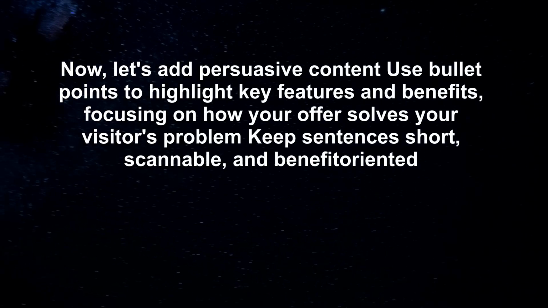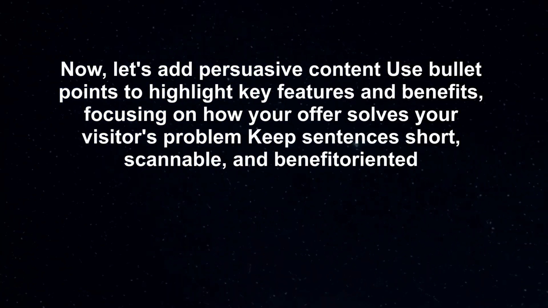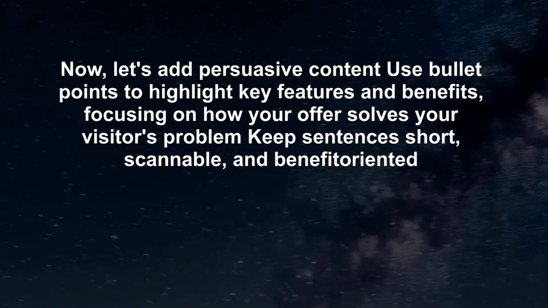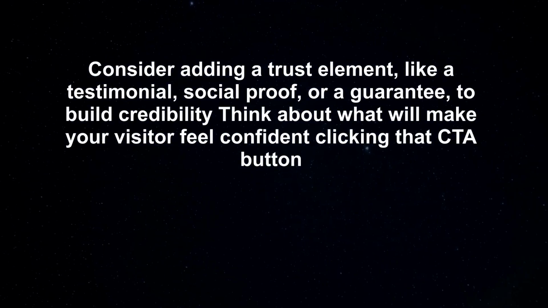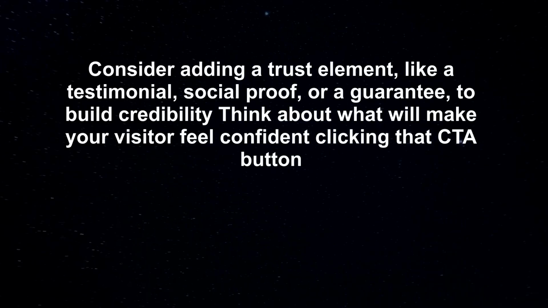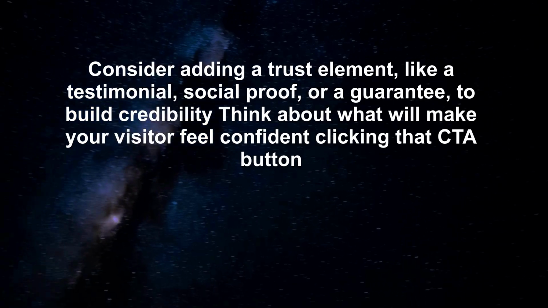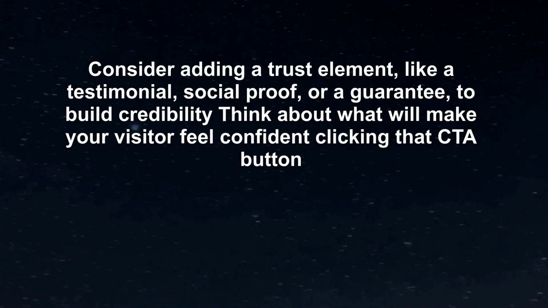Now, let's add persuasive content. Use bullet points to highlight key features and benefits, focusing on how your offer solves your visitors' problem. Keep sentences short, scannable, and benefit-oriented. Consider adding a trust element, like a testimonial, social proof, or a guarantee. To build credibility, think about what will make your visitor feel confident clicking that CTA button.